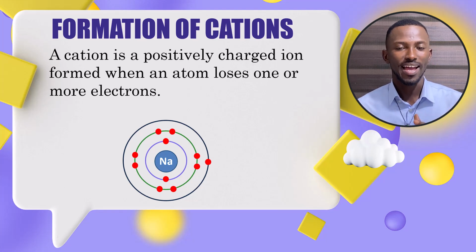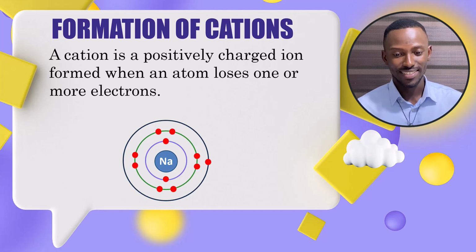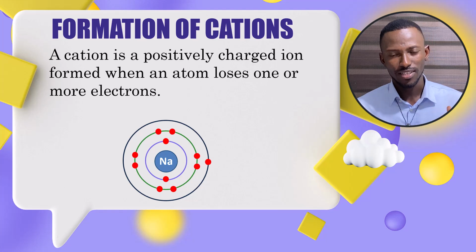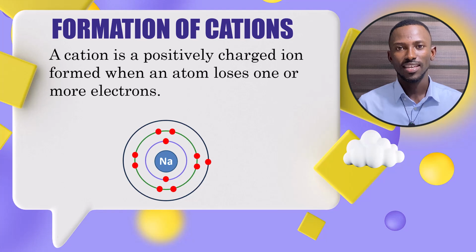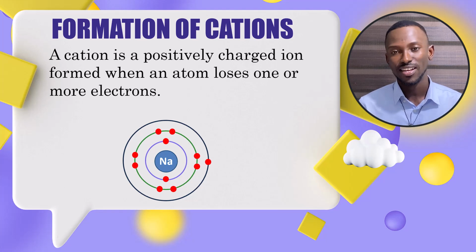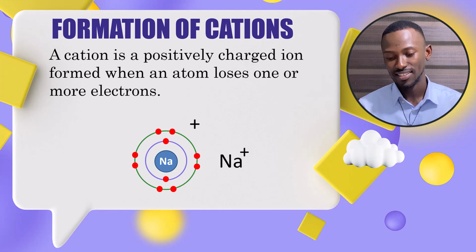Atoms always like to be stable, and sometimes in order to attain stability, they tend to lose their electrons, especially the outermost electrons, to form cations. Cations are basically positively charged ions that are formed when an atom loses one or more electrons. So how does that happen? That is what we'll be discussing in this lesson.